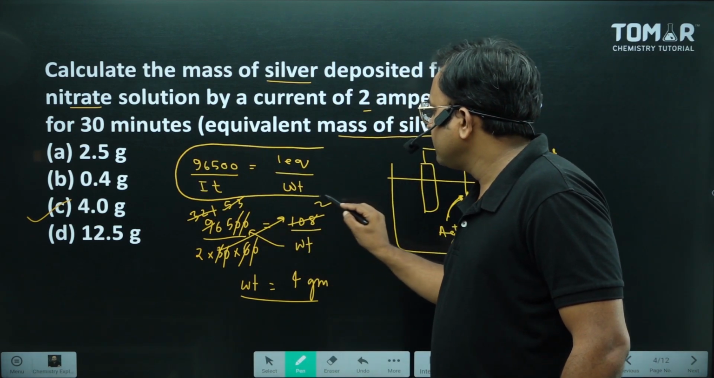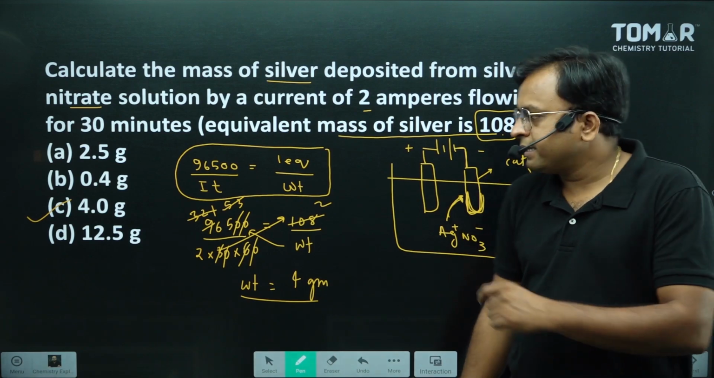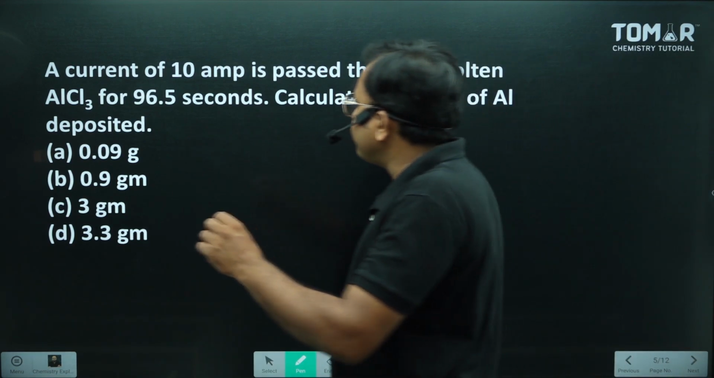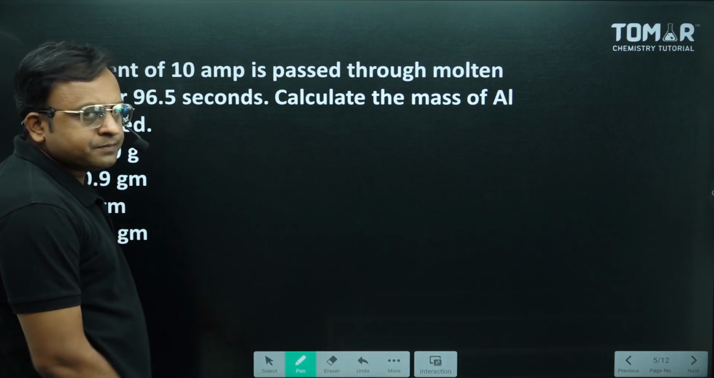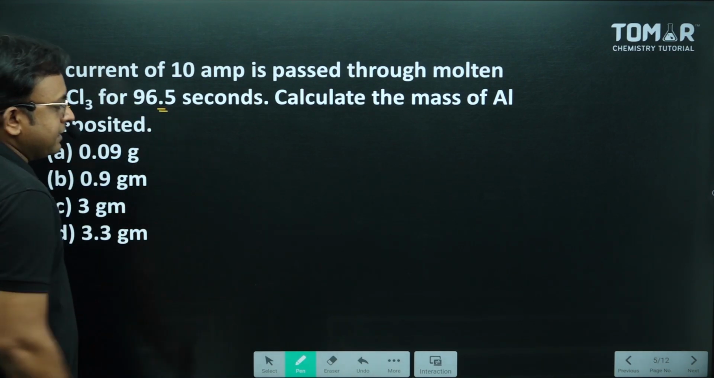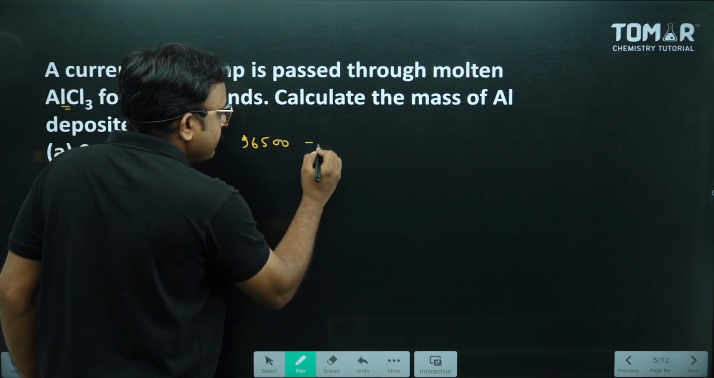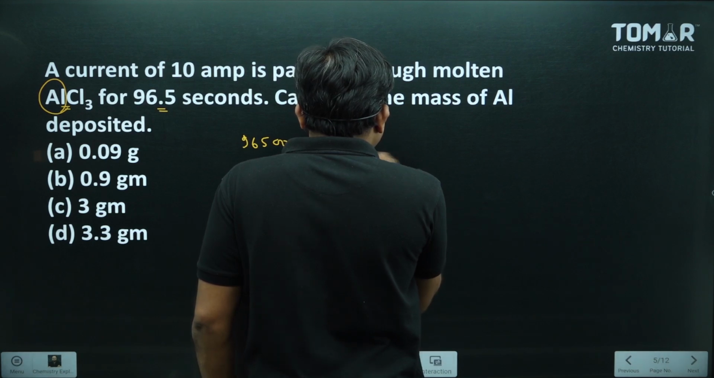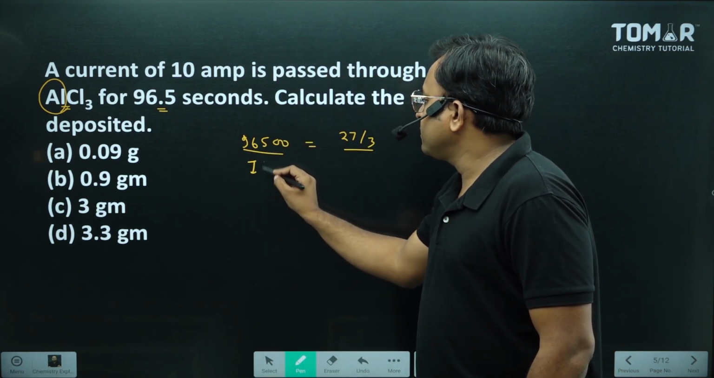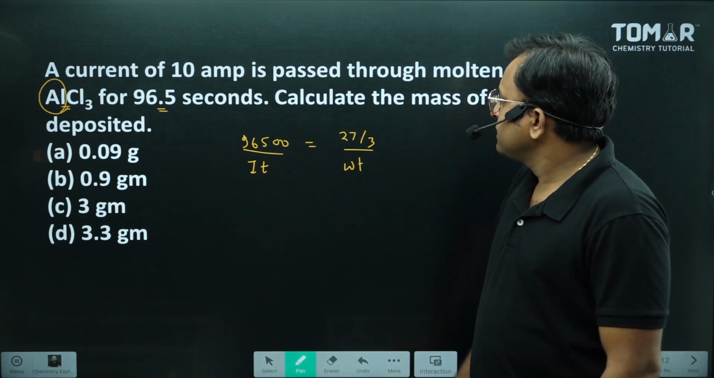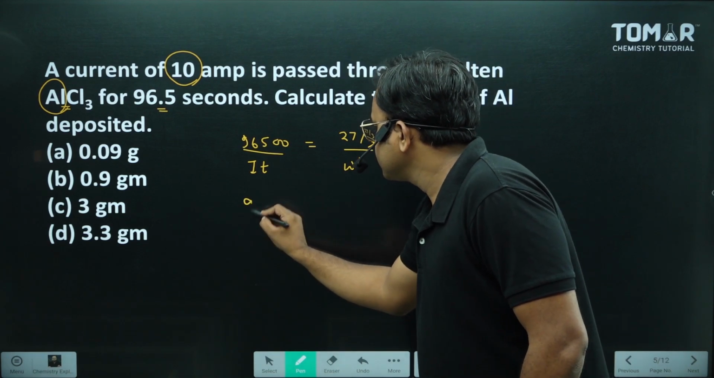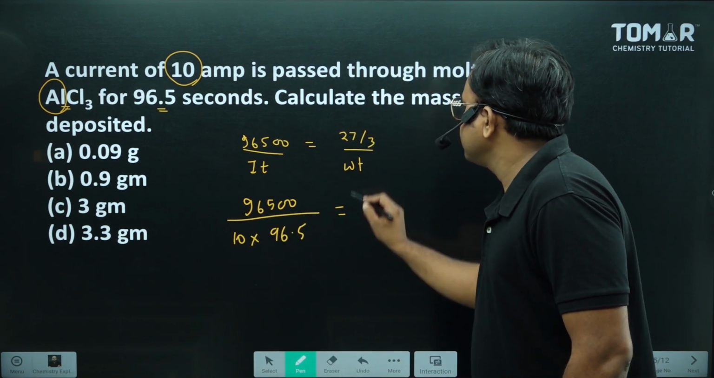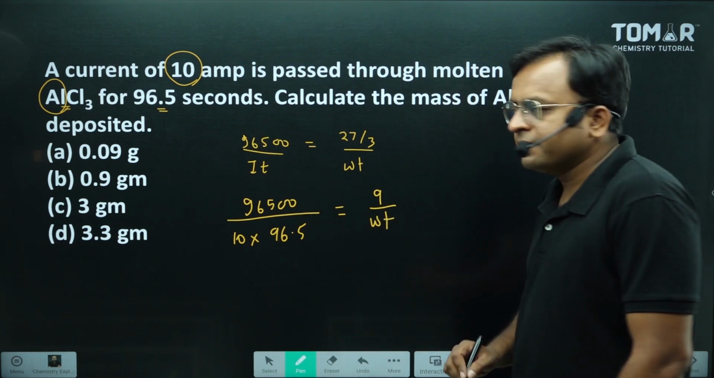First write this formula for solving any question of Faraday law. Any question can be solved by this one single formula. A current of 10 ampere is passed through molten AlCl3 for 96.5 seconds. 96500 will deposit 1 equivalent of aluminium. The equivalent weight of aluminium is 27 by 3. Now, current into time gives the charge, and W is the weight deposited. Current is given as 10 ampere. 96500, current is 10 ampere and time is 96.5. Equivalent weight is 9, and we have to find the weight.